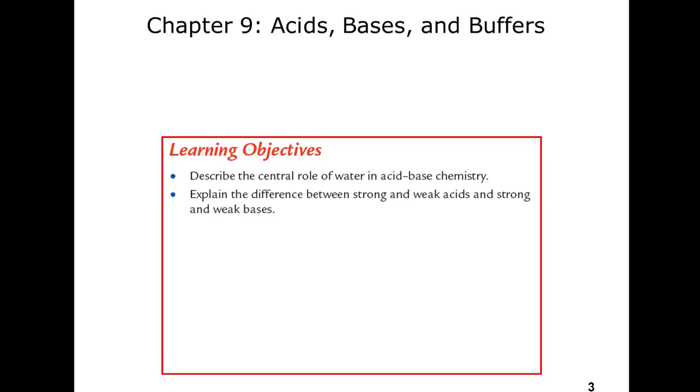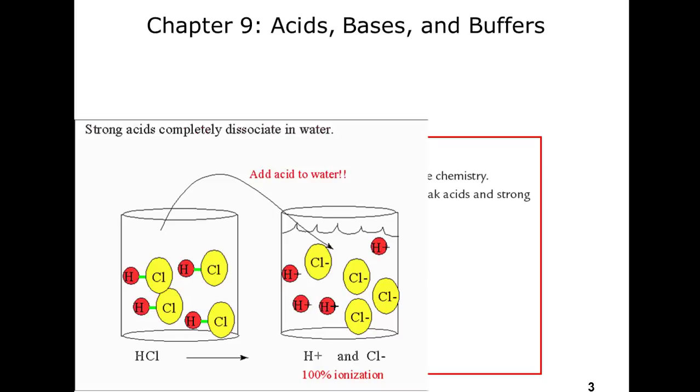In this chapter we will differentiate between strong acids and weak acids. The definition of a strong acid is that it completely dissociates when added to water. We can see here that when HCl is added to water, the hydrogen H completely dissociates from the chlorine Cl-. Therefore, HCl, hydrochloric acid, is considered a strong acid.